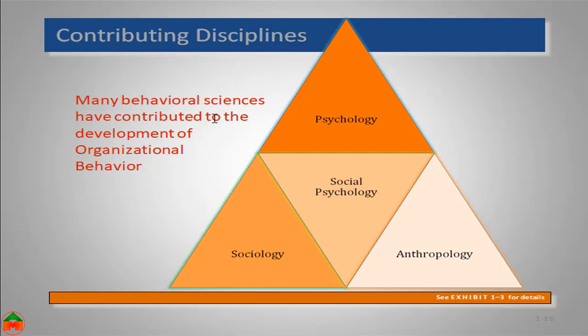We can get a clear idea about organizational behavior from the study of psychology, sociology, social psychology, and anthropology. So we can collect the required information about organizational behavior if we go through the study of psychology, sociology, social psychology, and anthropology. There are multiple behavioral disciplines to understand the behavior of people.